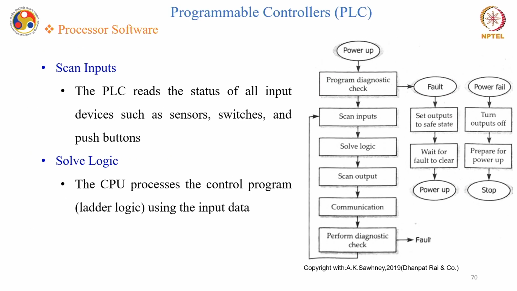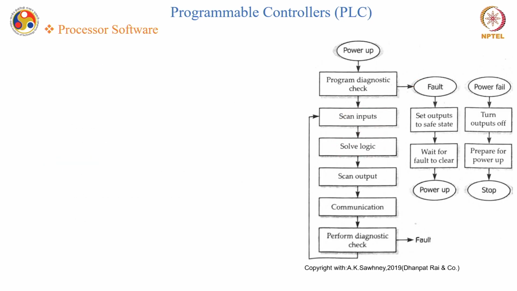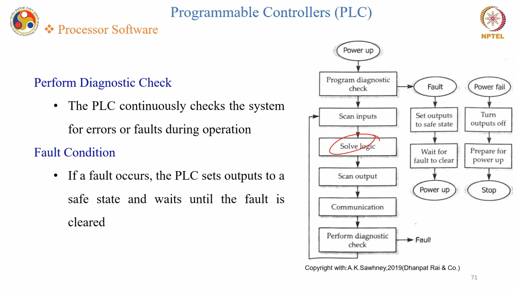Then if there is no fault, we have scan input. The PLC reads the status of all input devices connected to it, be it sensors, switches, or any kind of push buttons. Then it reaches the solve logic stage, where the CPU processes the control program written in ladder logic, using the input data. Then it scans the output, then there is communication, then it performs the diagnostic check.